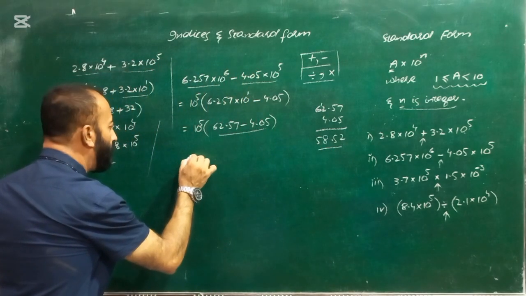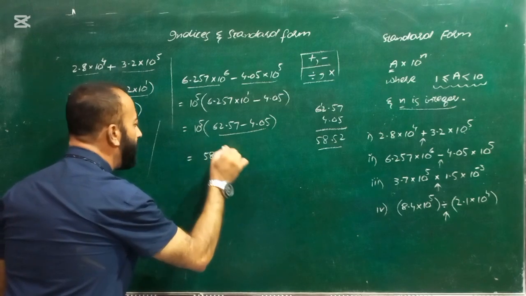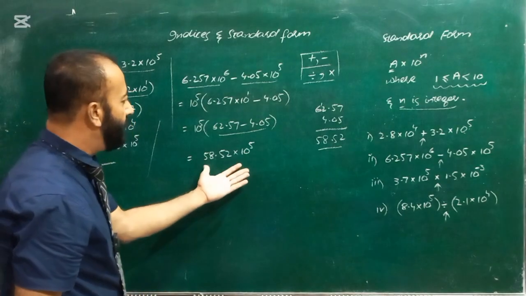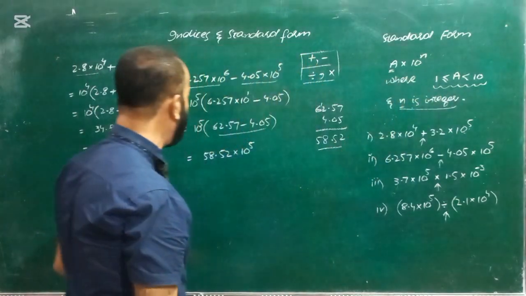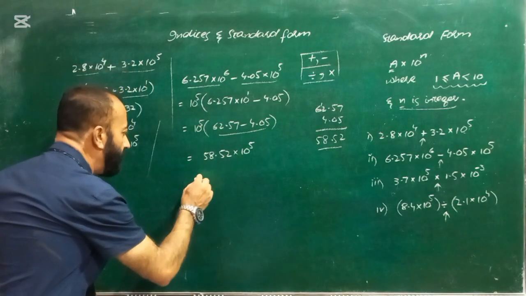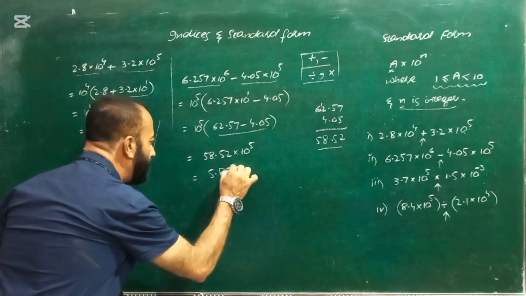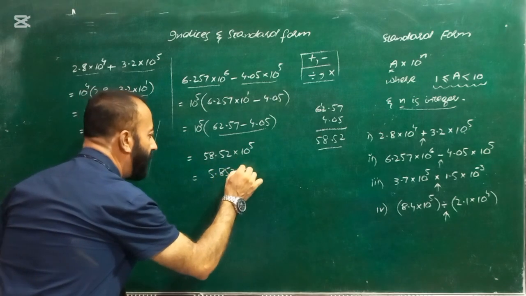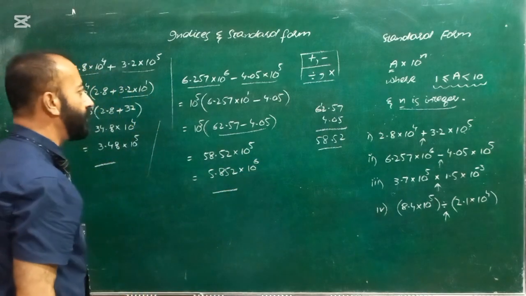So 58.52, and this 10 raised to power 5 is still there. But the answer is there, but we have to convert it into standard form. So point will move towards left one place. So it will become 5.852 because it has moved one place towards left. So 1 will be added to the power. So 10 raised to power 6 is the answer.